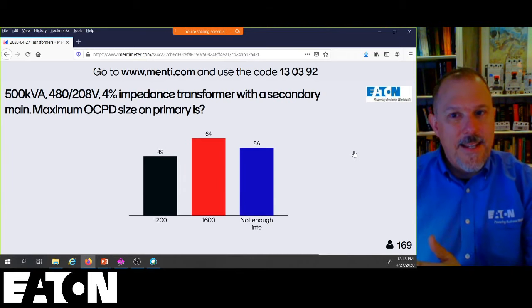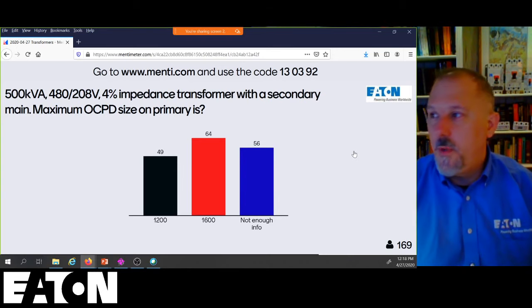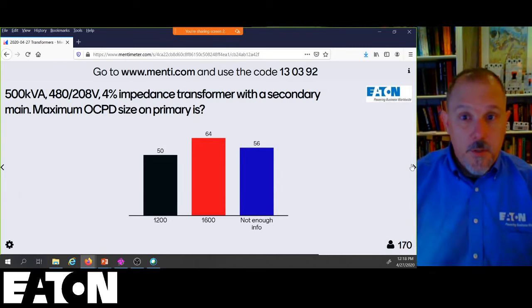You can't go to the next higher. You've got to go to the next lower. So 1,200 amps would be the answer that you'd need there. And again, I'm going to do 112.